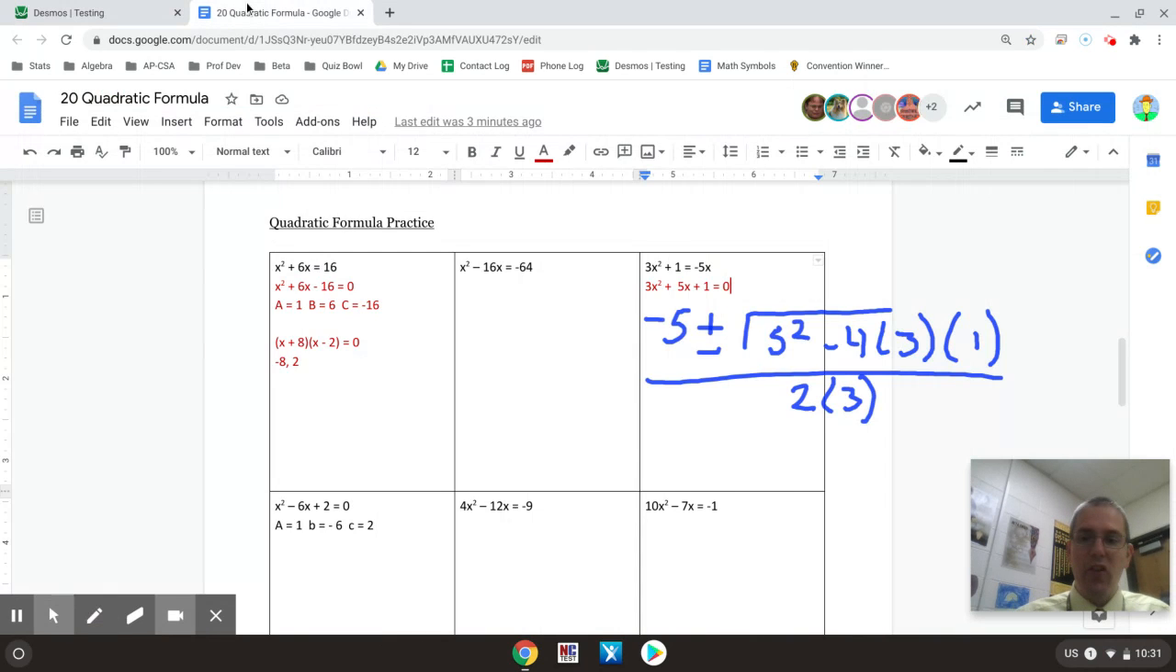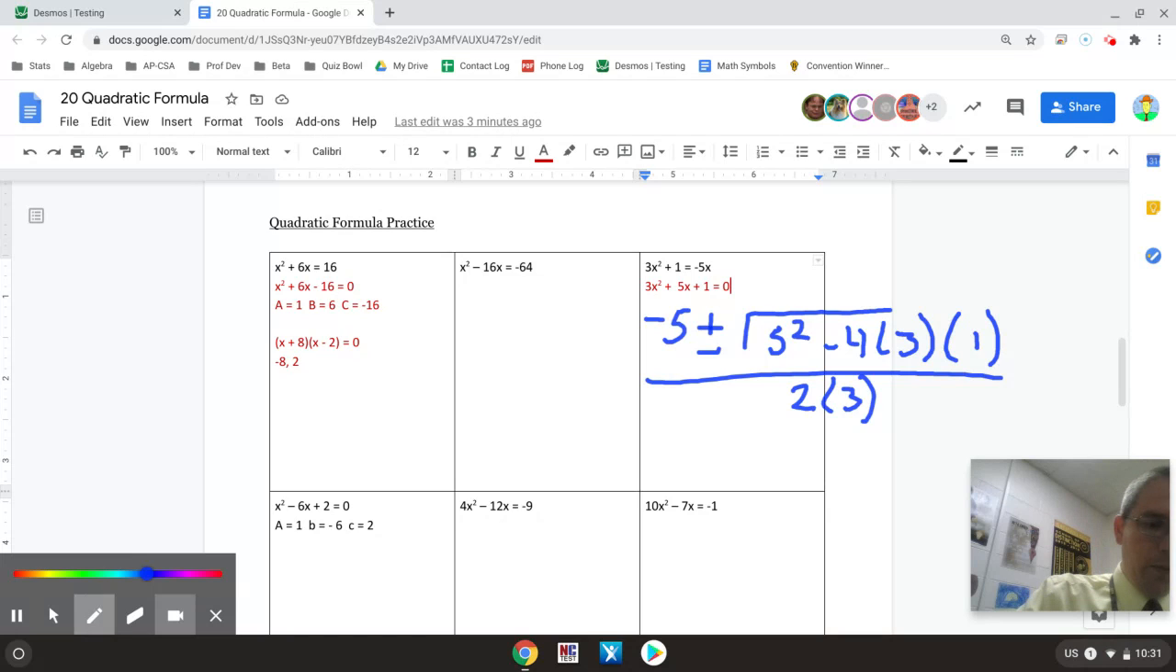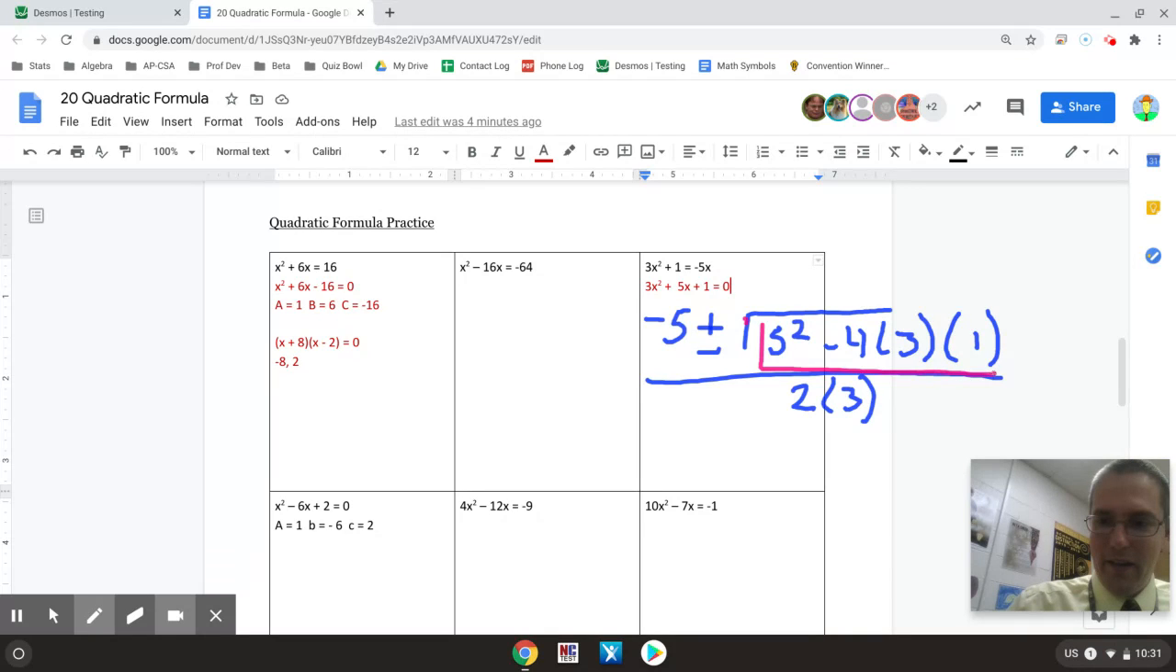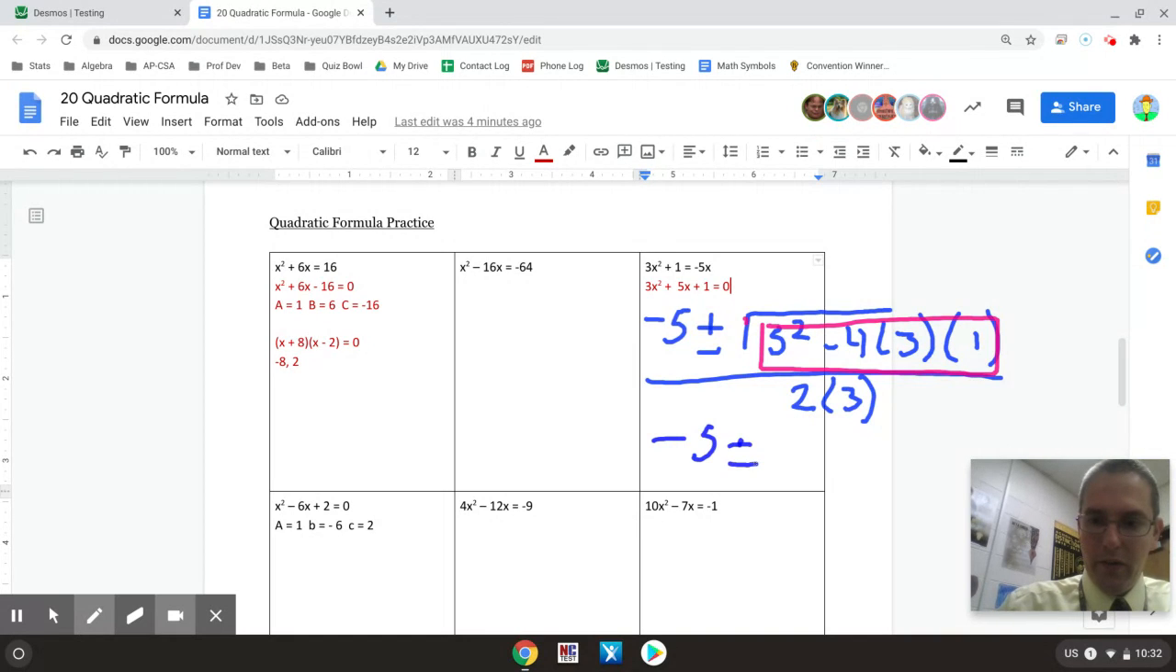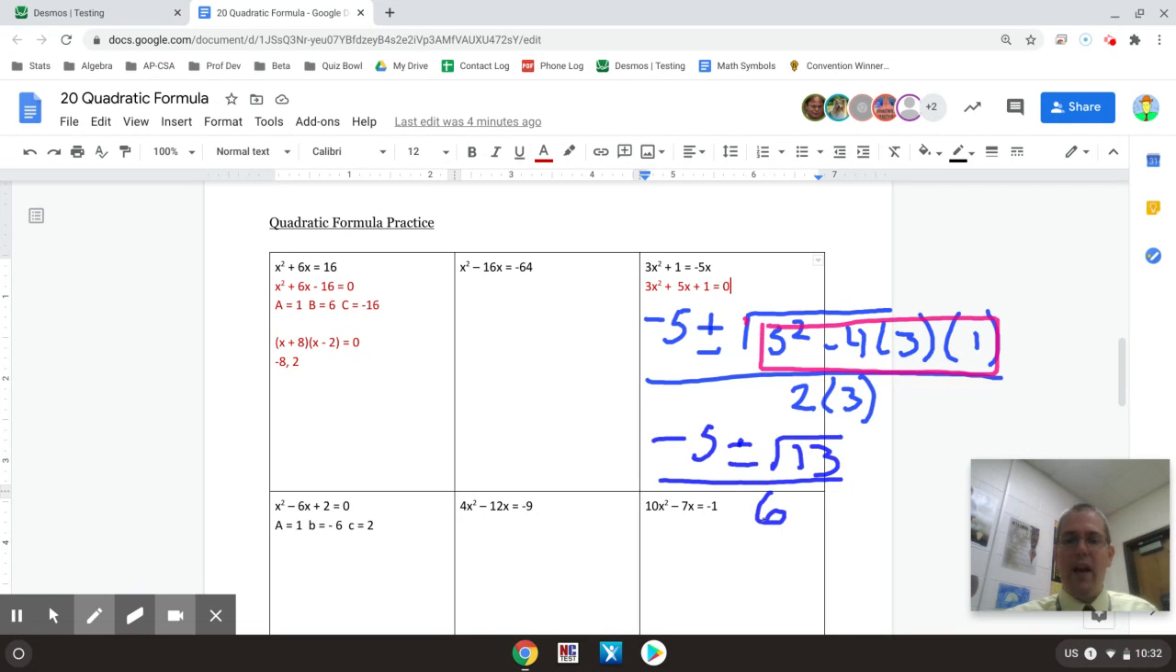So what that means is everything inside my square root, this whole mess right here, simplifies to be 13. So I'm going to now have a negative 5 plus or minus square root of 13 over 6. Now, if I look at the square root of 13, I could say, can I break it down any further? In this case, you can't. There's nothing that divides into 13. It's prime, so I definitely can't break that down.